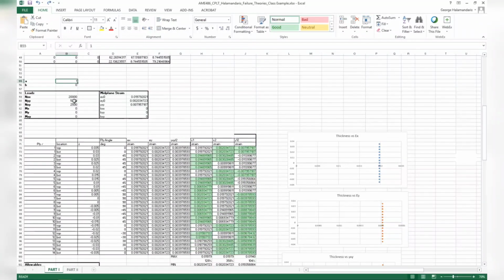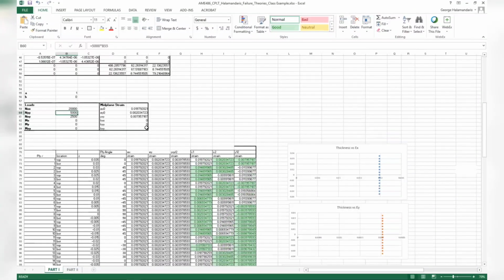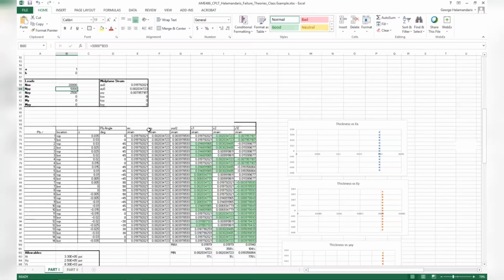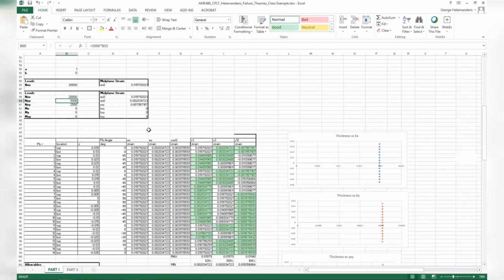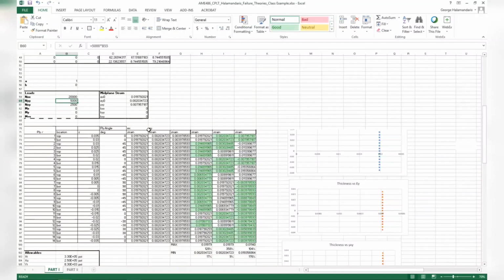I also have related N and M. I have the given loads in the problem statement, but I've multiplied that by A for N and B for M to give me an opportunity to vary the loads, to see based on the failure theories whether we can see that they're inducing failure.